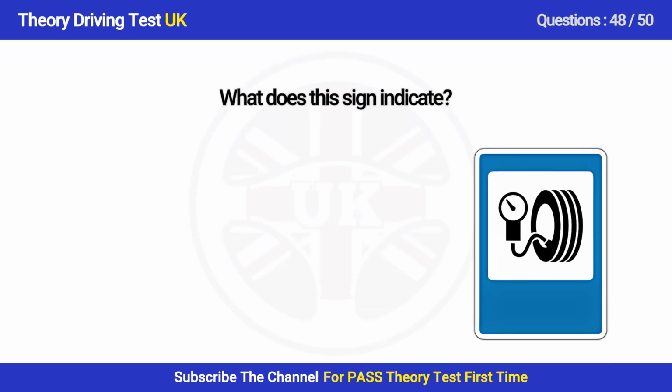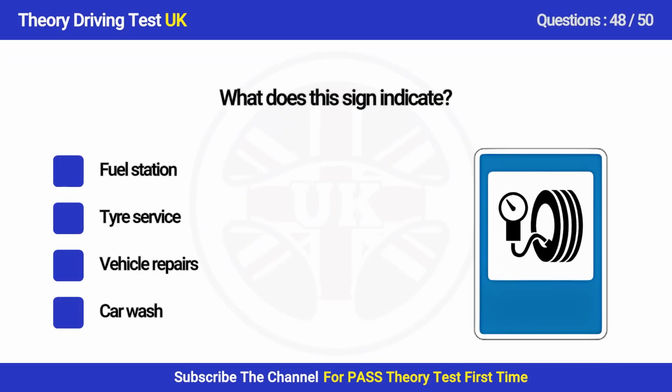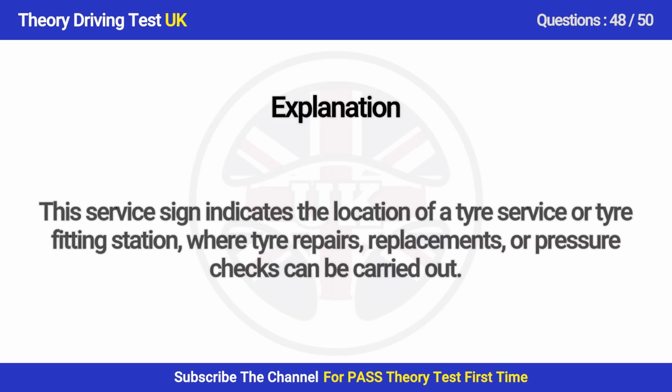Question 48. What does this sign indicate? A. Fuel station. B. Tire service. C. Vehicle repairs. D. Car wash. Answer is B. Tire service. This service sign indicates the location of a tire service or tire fitting station, where tire repairs, replacements, or pressure checks can be carried out.